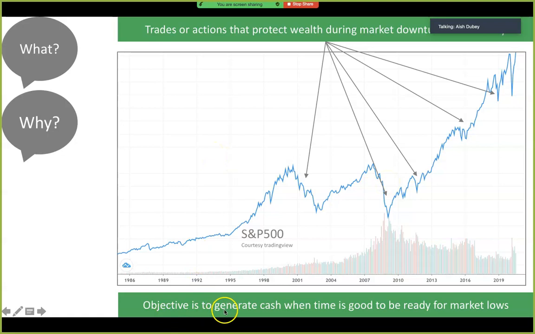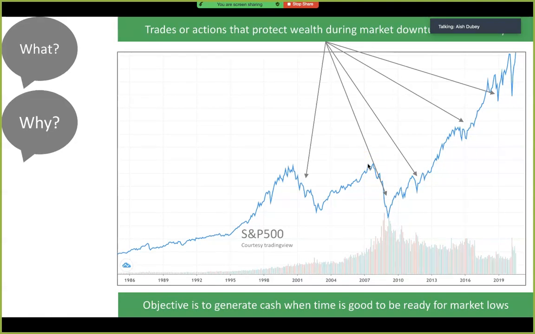So the objective of hedging strategies is to generate cash when times are good, because they are for most of the time, and then use that cash to be ready for market lows. And then once you identify the market lows, then maybe even generate more cash during the lows. So that's the objective. That's what hedging is about.